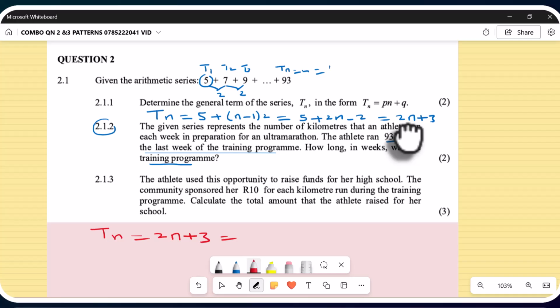Let us continue here. Next question. Don't forget that we have been trying other trials because we wanted to do this one, which is the national paper. Now they say here that the general term of the geometric sequence Tn equals 2 power n plus 2. Write down the first term.